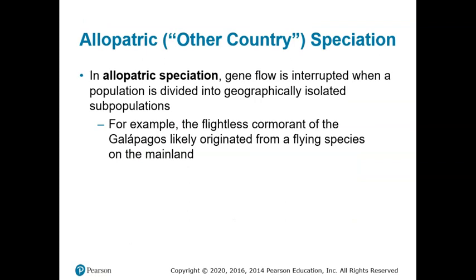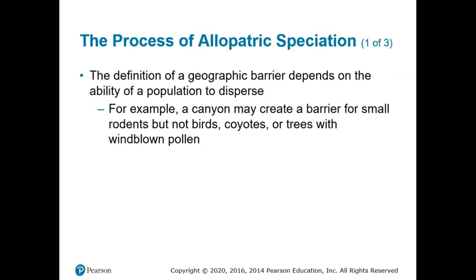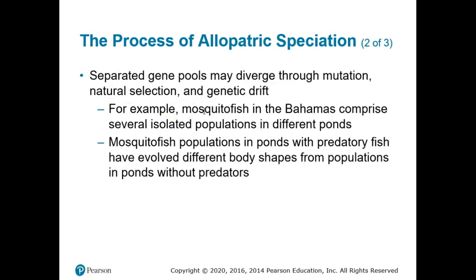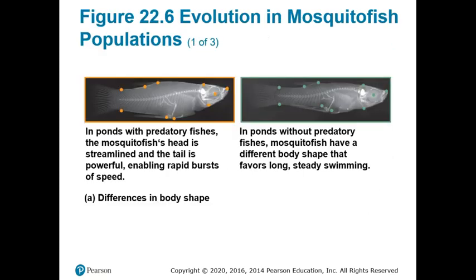So examples of these, gene flow is interrupted. So the flightless cormorant of the Galapagos likely originated from a flying species of the mainland. And so geographic barrier depends. For example, a canyon could be a barrier. There's a great example in a textbook that I want to walk you through, mosquito fish in the Bahamas. So let me show you a picture here as far as that goes.